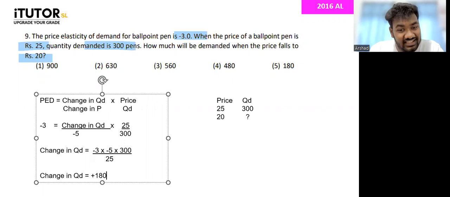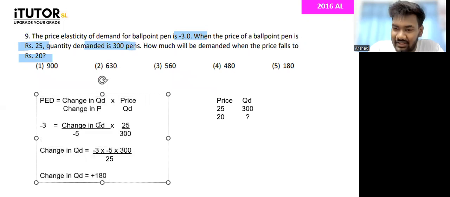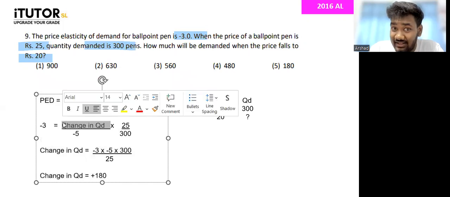So is that part fine, guys? I am okay with that. How I worked with the PED equation and got the change in quantity demanded: I substituted the numbers they have given me and I found the change. That's all that I did.